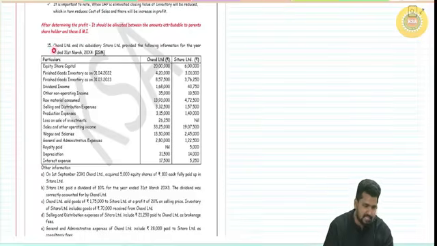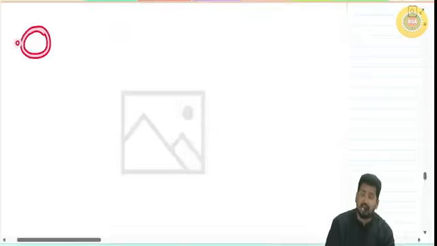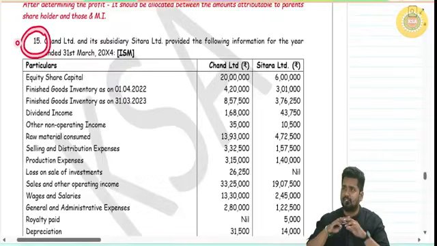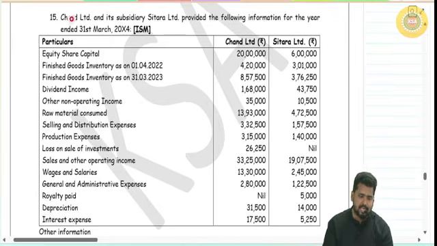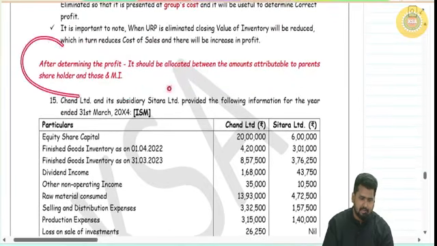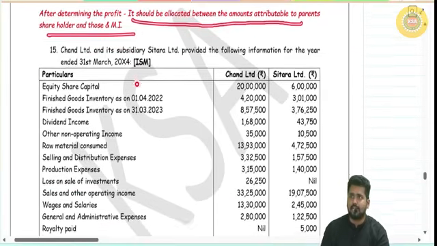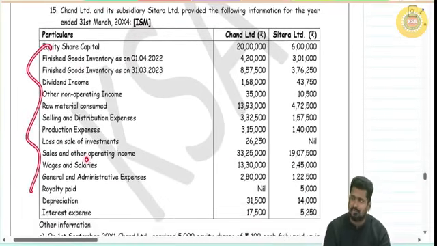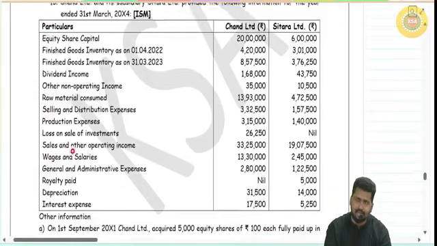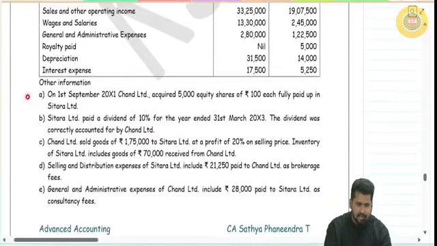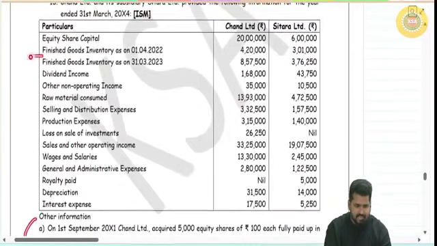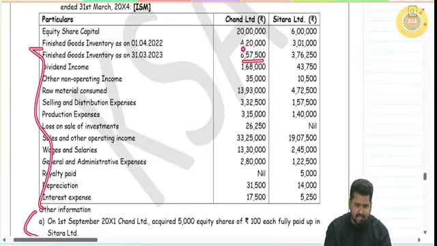There is one sum in the ICA study material. Whatever profit you are finally getting should be divided between holding and minority interest. Clear? So this is what I would have written. After determining the profit, it should be allocated between the amounts attributable to parent as well as minority interest. In this sum also, ICA study material, there is one illustration and one practical. I'll discuss the main point. See, they have given everything, changes in inventory also they have given.